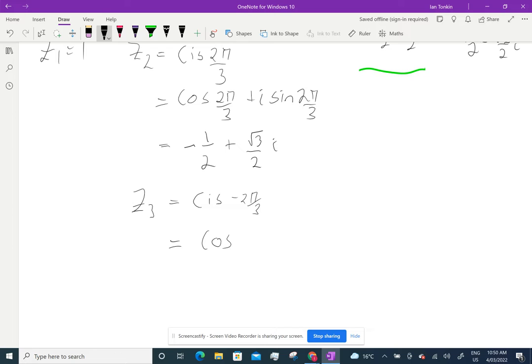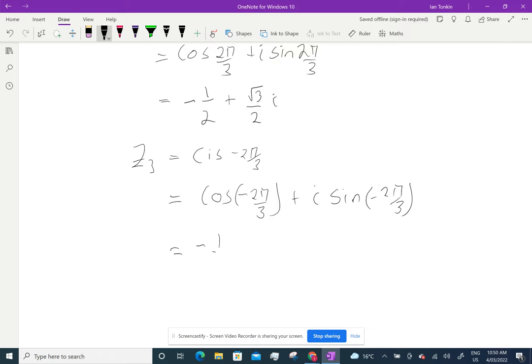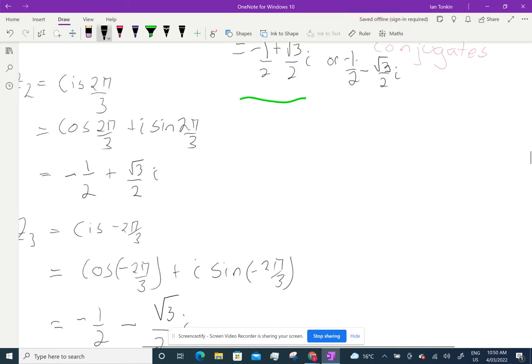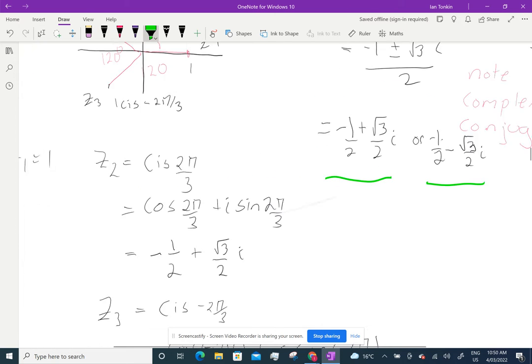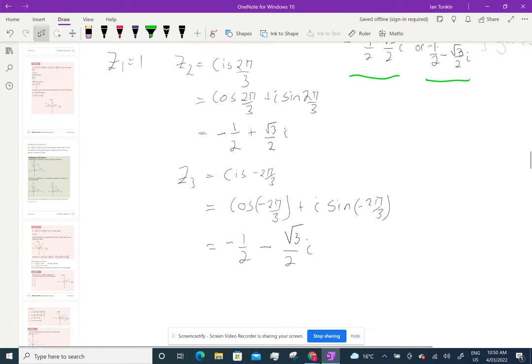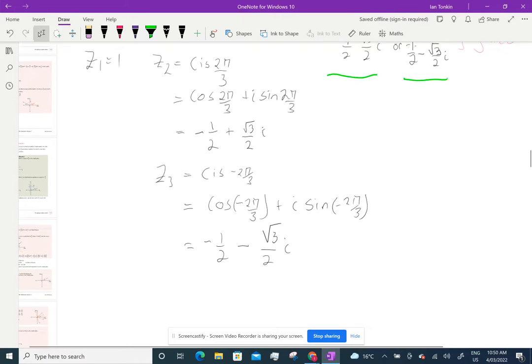So you get cos(-2π/3) + i sin(-2π/3). So you get -1/2 - (√3/2)i, which is the same as our one over here. Now that's much easier, much, much easier to do, and you get them straight away.